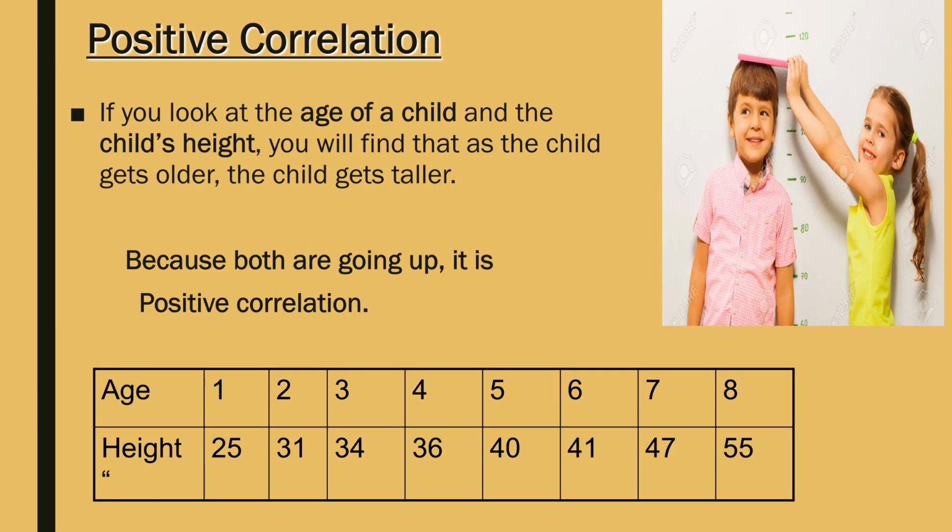If you look at the age of a child and the child's height, you will find that as the child gets older, the child gets taller. So because both are going up, it is positive correlation. As the age is going up, you would also expect that the height would increase.